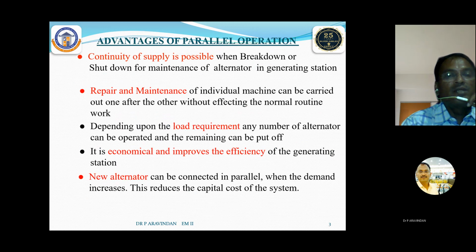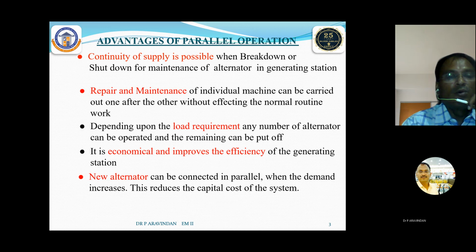Now, the advantages of parallel operation. We have to know these before we deal with the conditions and the methodology of synchronization. The first advantage is continuity of supply. When there is a breakdown or shutdown for maintenance of an alternator in the generating station, we can go for parallel operation. Second, repair and maintenance of individual machines can be carried out one after another without affecting the normal routine work.